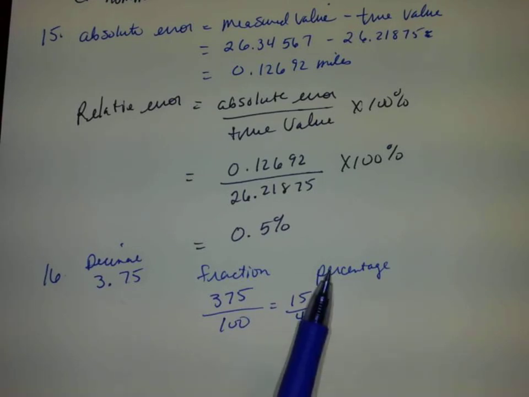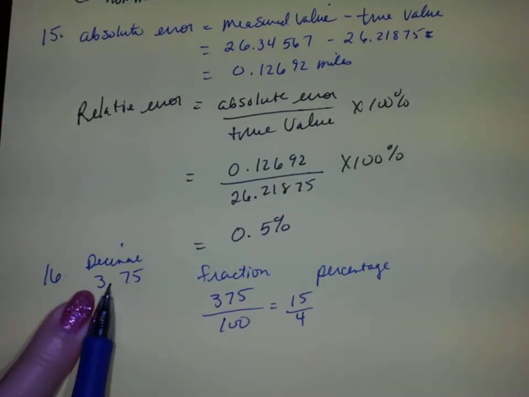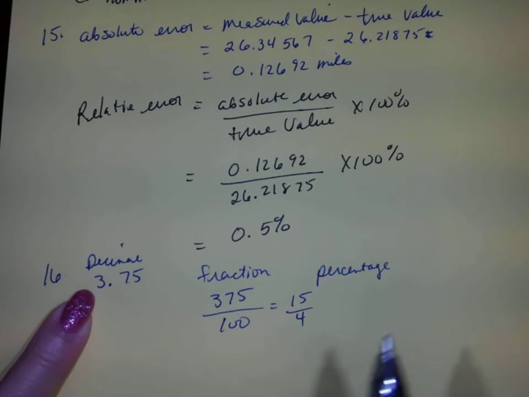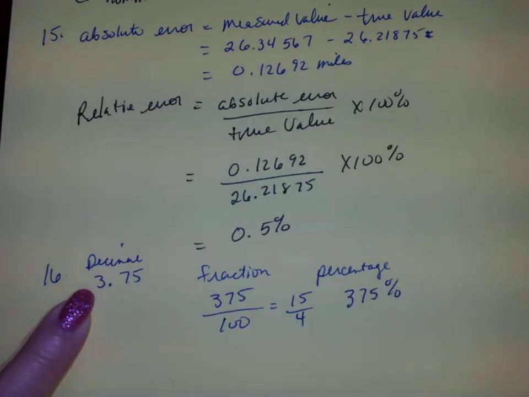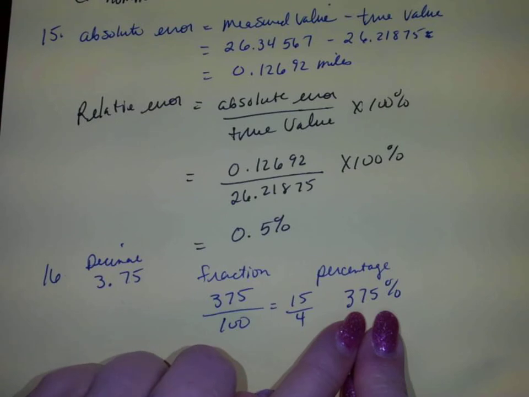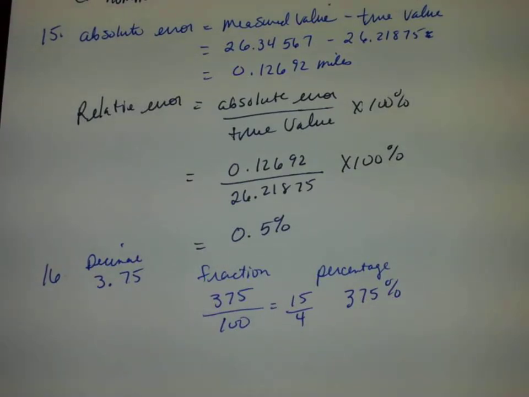So the percentage is basically what we've done here. To change this to a percent, I've got to move it over 2 places, so 375%. And maybe you can see the percentage and see that that's out of 100, and maybe that makes it easier to do a percentage and then get it to a decimal.